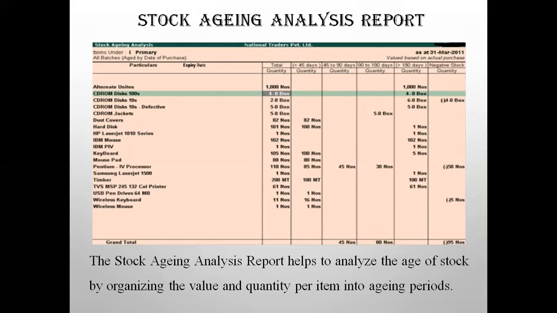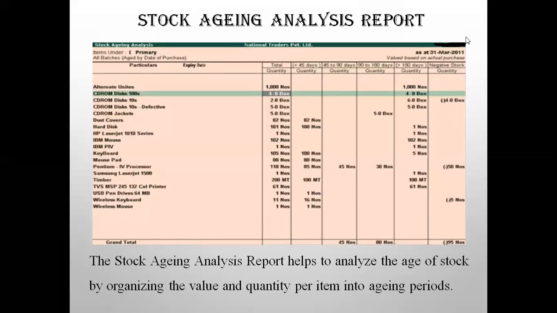And the last one is the stock aging analysis report. This report helps you to analyze the age of your stock by organizing the value and the quantity per item into the aging periods. This overview can be used to evaluate and decide on future stock levels of slow and fast moving items.